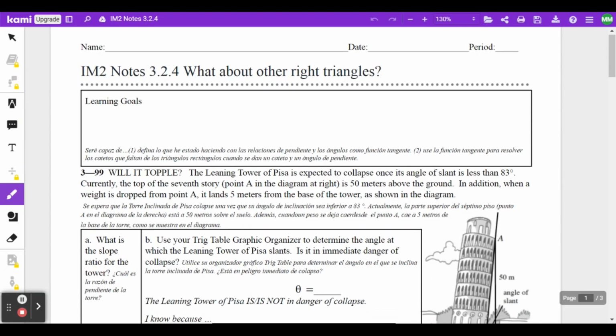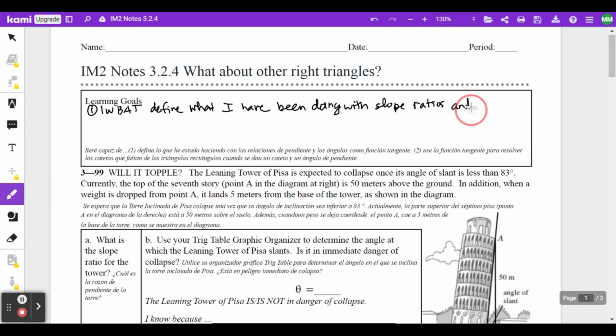We have two learning goals. Our first one: I will be able to define what I have been doing with slope ratios and angles as the tangent function.